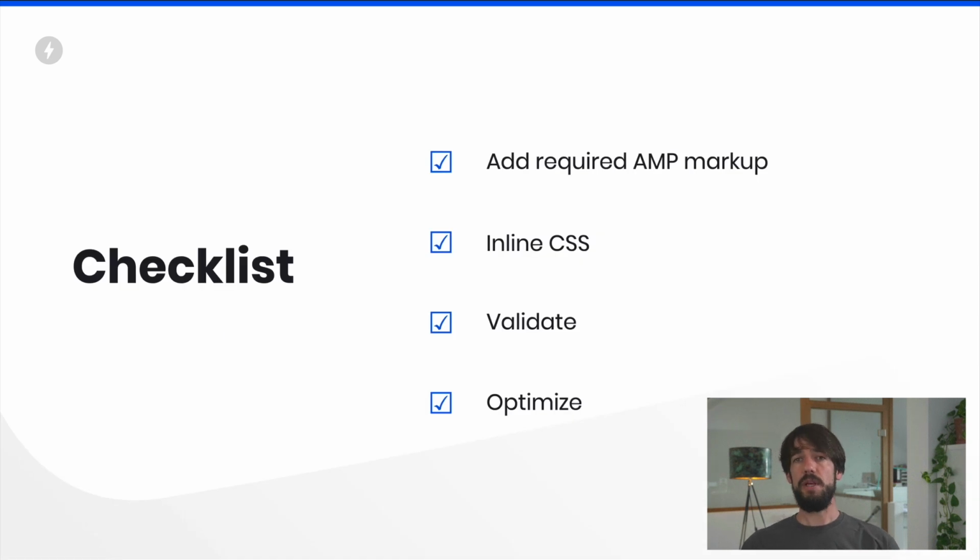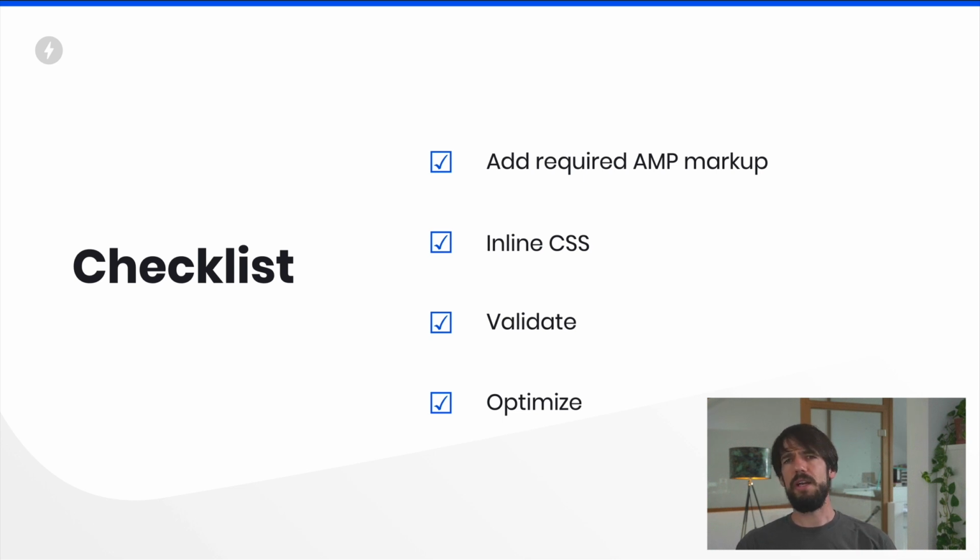And that's it. We are done with our checklist. So automatically adding the required AMP markup, inlining and optimizing CSS, validating your AMP documents, and optimizing the documents. These are the four most important things you should focus on when integrating AMP into a framework. And these steps apply basically to any kind of AMP integration.